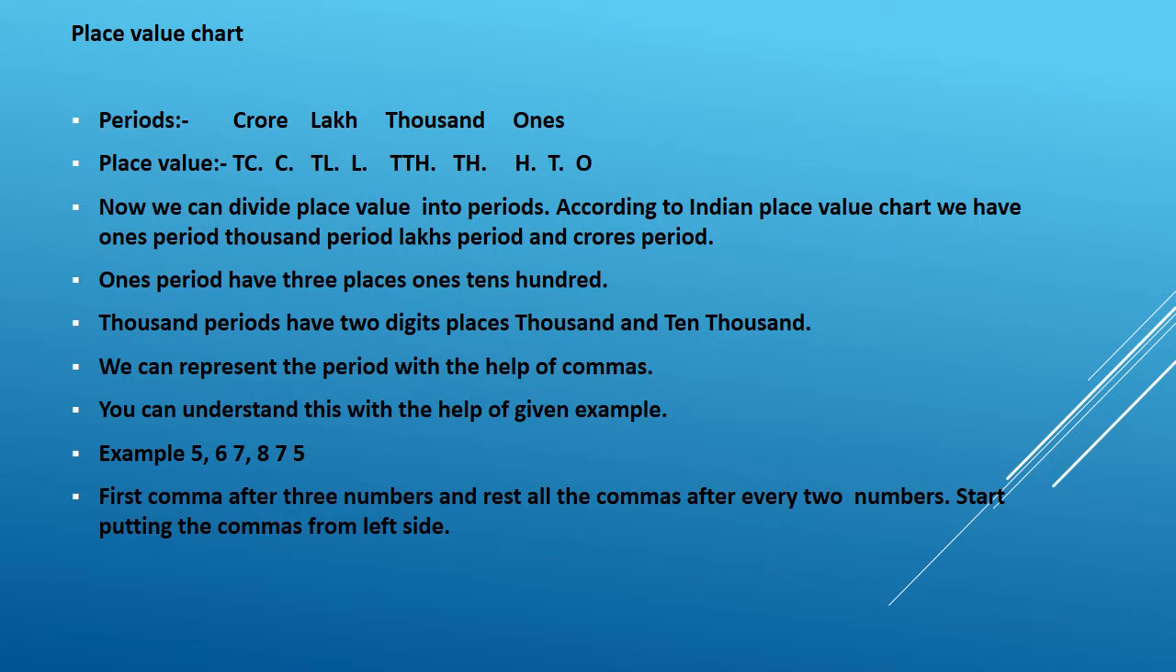We can represent the periods with the help of commas. First comma after ones period, second comma after thousand period, next comma after lakh period. You can understand this with the help of the given example. The number is 5,67,875. You can separate the number with the help of commas. First comma after 3 numbers, next comma after 2 numbers.